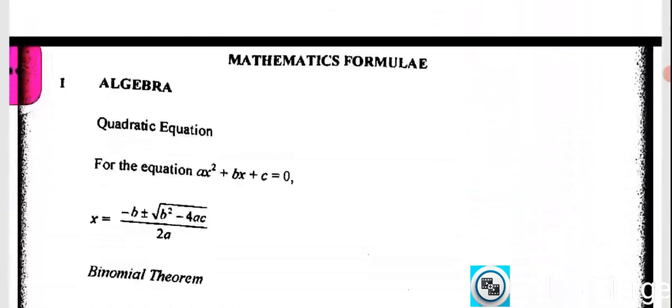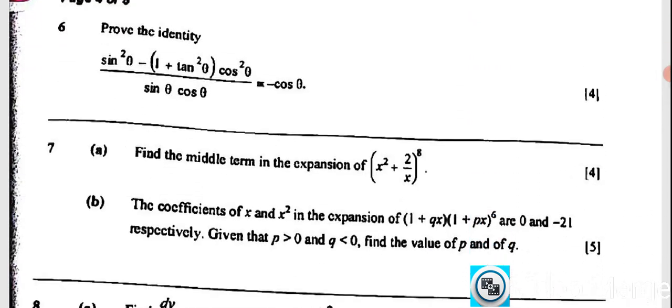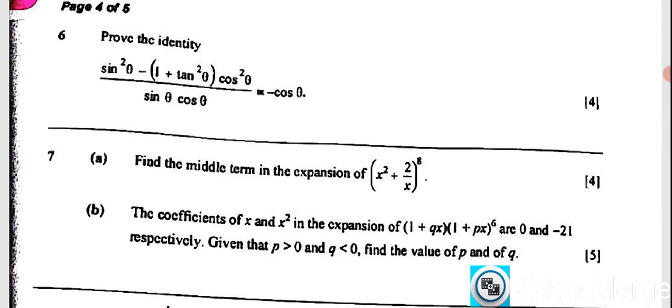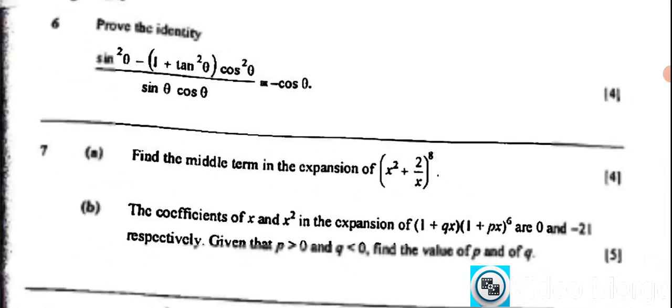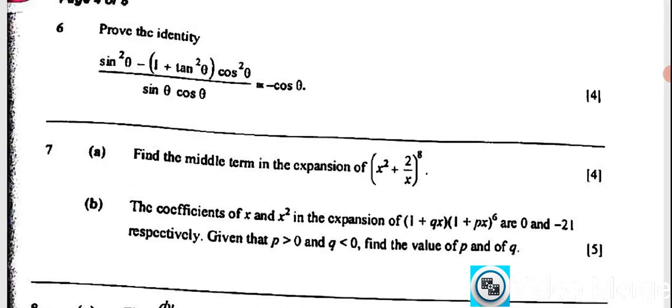So this was how the paper was looking. We are answering questions 6 to 10. Question 6: prove the identity (sin theta squared minus (1 plus tan theta squared)) times cos theta squared, divided by sin theta cos theta, is equivalent to negative cos theta.